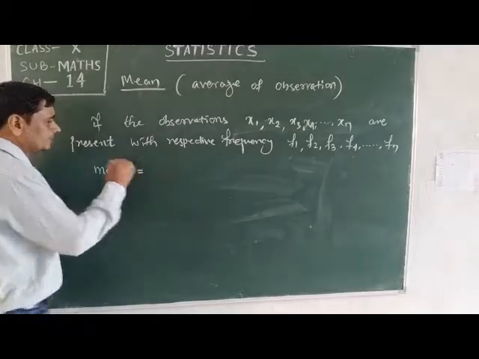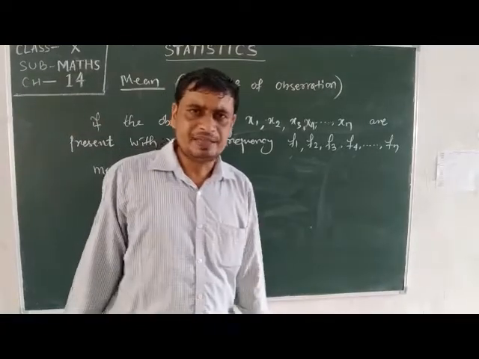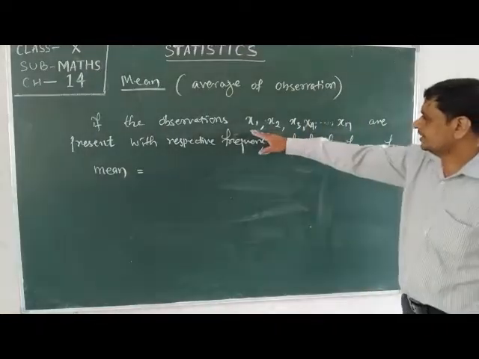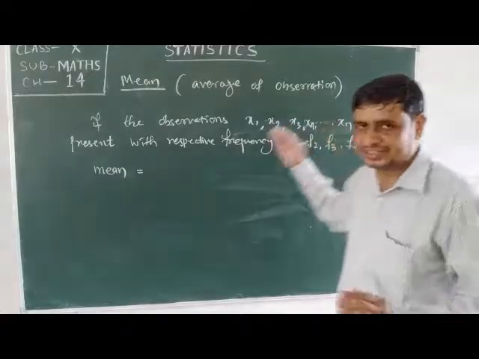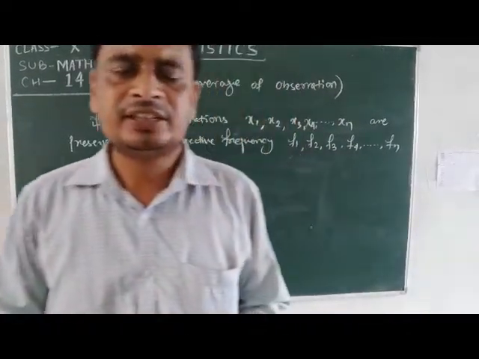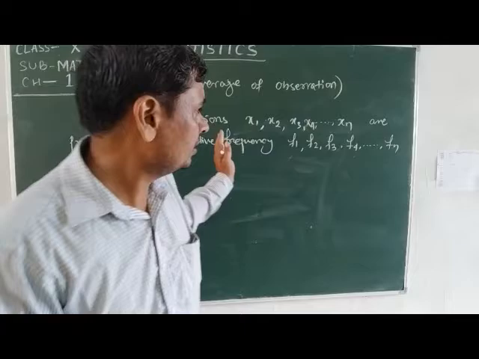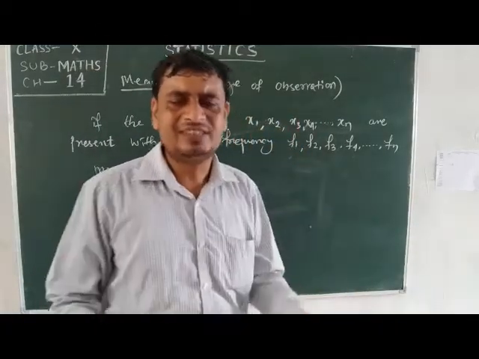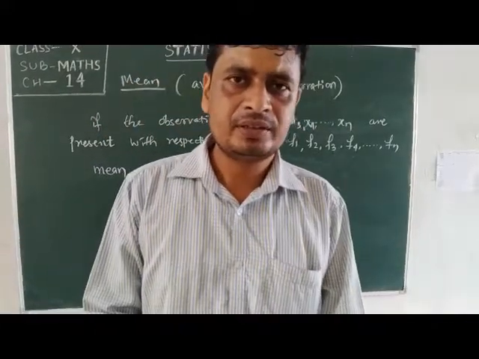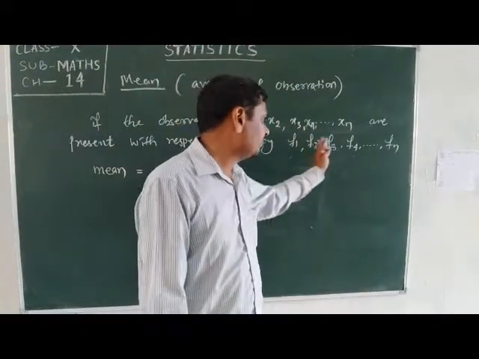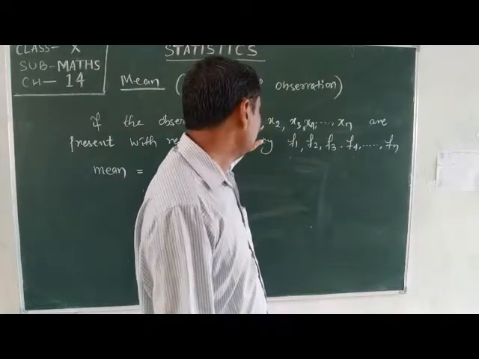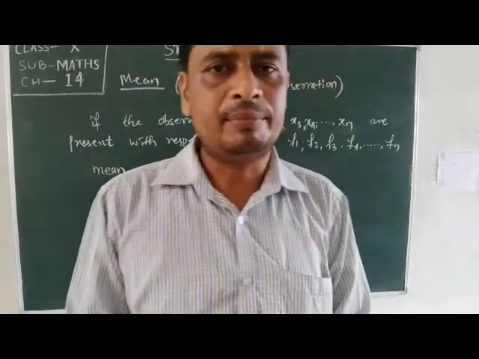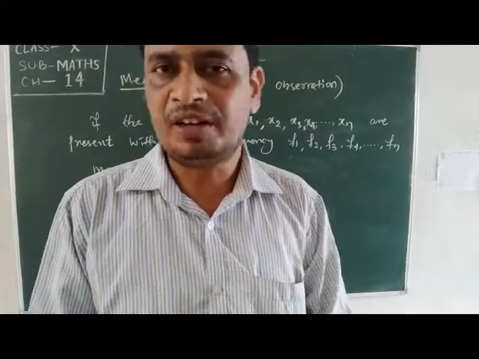Mean of data becomes equal to the sum of all the observations. We have to find the sum of all the observations. If we add only x1, x2, x3, x4 up to xn, then we can't get the sum of all the observations, because x1 is not present only one time, x2 one time; they are present with different numbers of times. It is given by the frequencies f1, f2, f3, f4. If we add directly x1, x2, x3, x4, then we get a number which is not the sum of all observations.